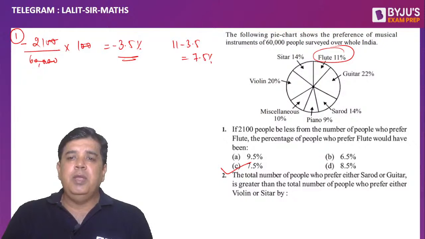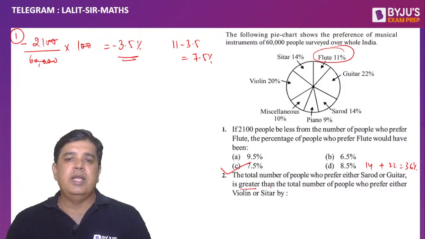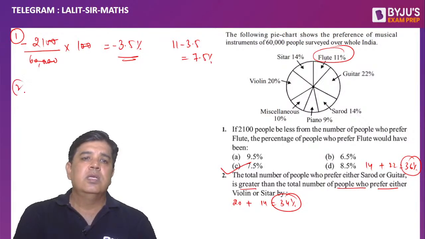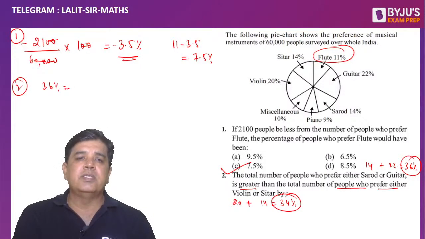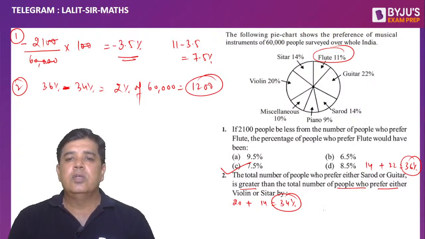The total number of people who like either sarod or guitar: sarod is 14 plus guitar is 22, that is 36%. This is greater than the total number of people who prefer either violin or sitar. Violin is 20, sitar is 14, that is 34. 34, 36. How much is the difference? The difference is 2%. 2% of 60,000 is 1200. So this difference is 1200.